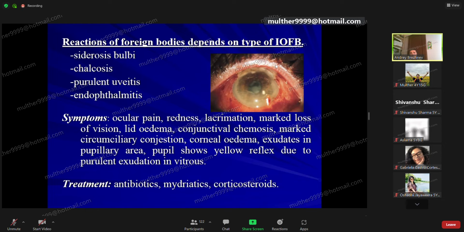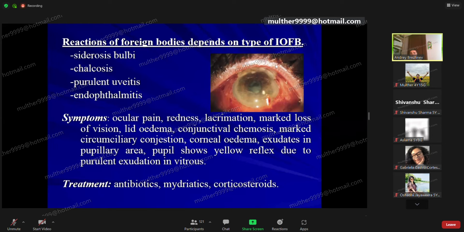The pupil shows a yellow reflex due to purulent exudation in the vitreous. So normally we can see the red reflex from the fundus through the pupil. In this case, it will be yellowish, dirty, whitish, grayish due to the presence of pus in the vitreous body.